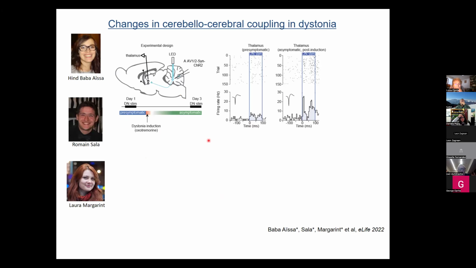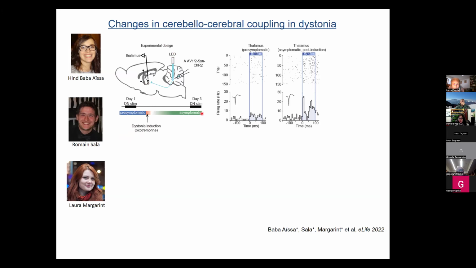And now we ask, in the team with Hind, Romain, and Laura, what are the changes in the cerebello-cerebral coupling in this animal model of dystonia? For this, they stimulated, this time specifically, the cerebellar nuclei with optogenetics, and then they recorded from the thalamus. And they did this in the presymptomatic state. What is called presymptomatic is when the mice with this mutation do not show any dystonic movements. And then we will induce dystonic movements.